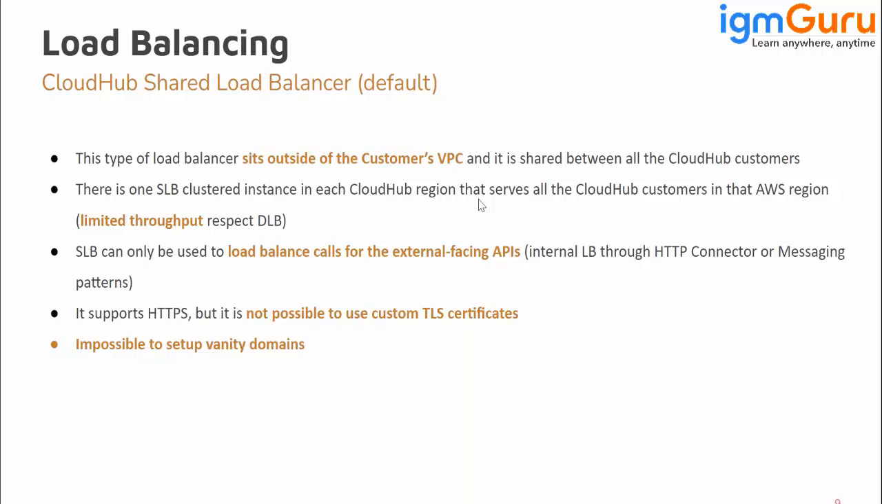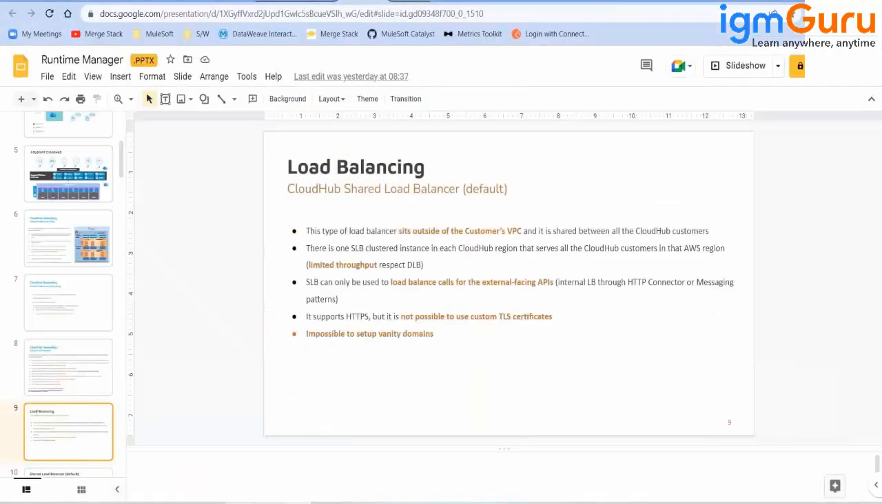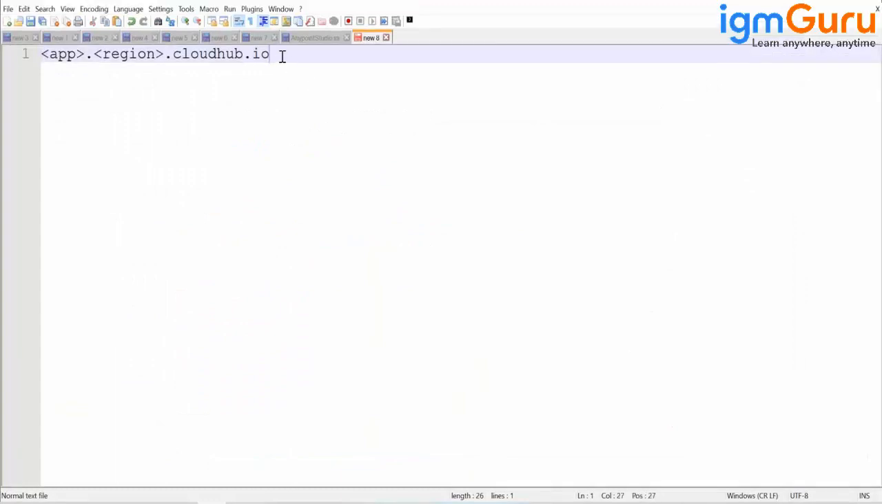So the first difference: this one will be outside of your VPC. Because it is shared, it can't be part of any client. Since it is shared, everybody wants to access it, so it has to be outside of the VPC. Now, this will have URLs, and those URLs always look like cloudhub.io. This is how the URL of a shared load balancer always looks.